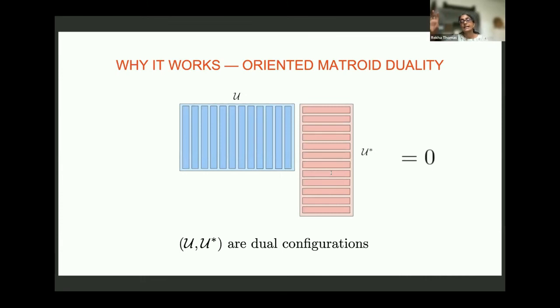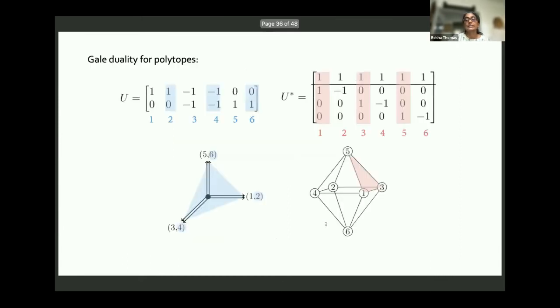And this is exactly the situation that we have. We have a blue set and a pink set, and the product is 0 because of orthogonality of the eigenvectors, right? Because the eigenvectors are rows of the blue and the columns of the pink, so they are orthogonal to each other. So we get dual configurations. And whenever you have 2 dual configurations, then there is a polytope and a vector configuration that share the same information.